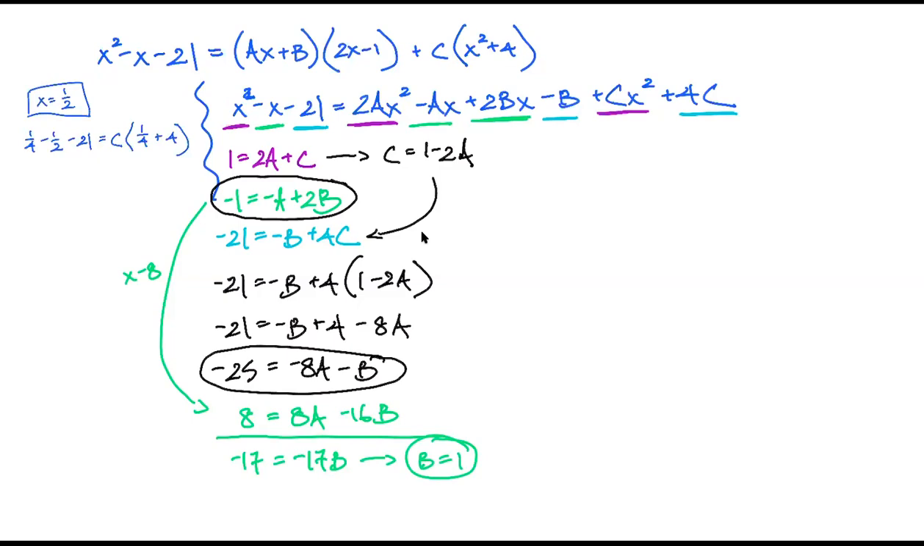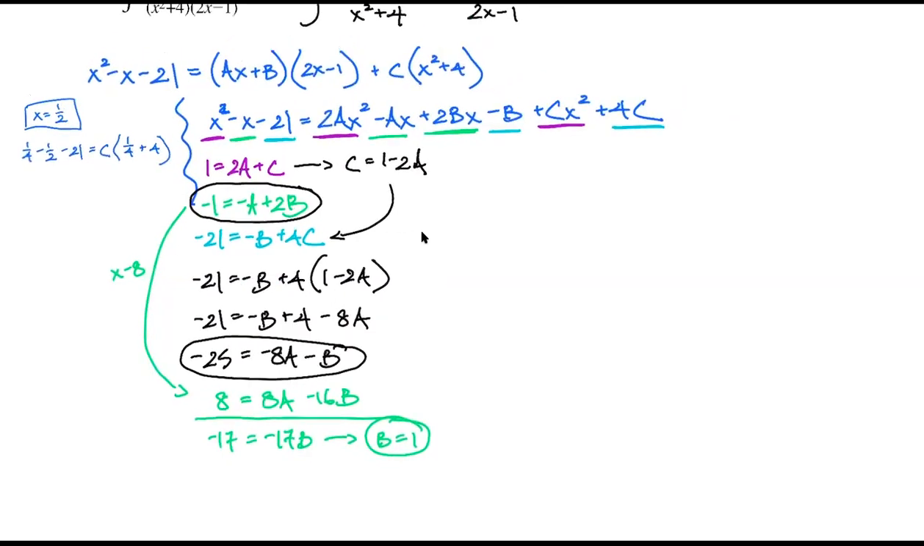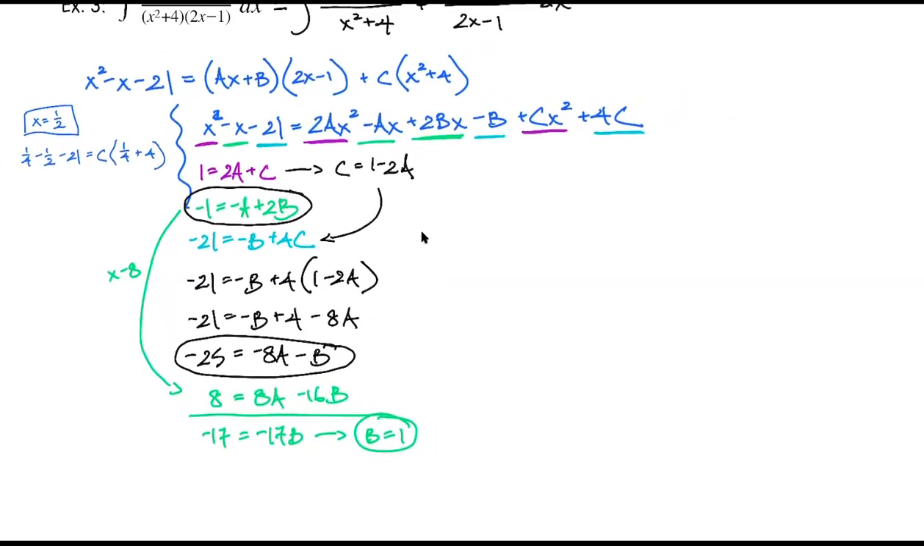Now, once I have one letter, I think it makes it a little bit easier to find all the other letters. So now that I have my b value, I'm going to go ahead and plug that in to this equation and get my a value. So negative 1 equals negative a plus 2 times 1, or I get a equals 3.